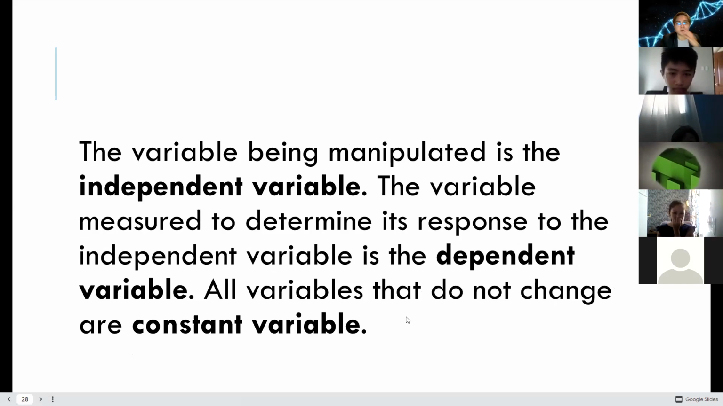There you go. We already discussed these variables. The variable being manipulated in the experiment is called the independent variable because it's independent. Because it is manipulated, you are actually changing it. The variable measured to determine its response to the independent variable is the dependent variable. Dependent variables are highly dependent on the independent variable, for the reason that results can be gathered in the dependent variable. That's the reason behind.